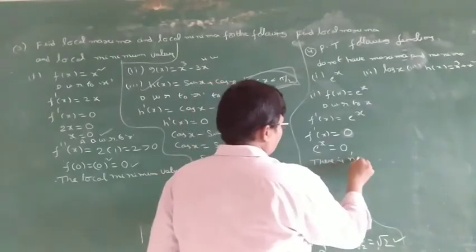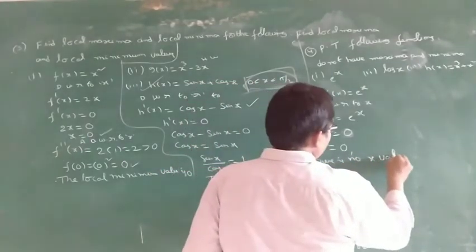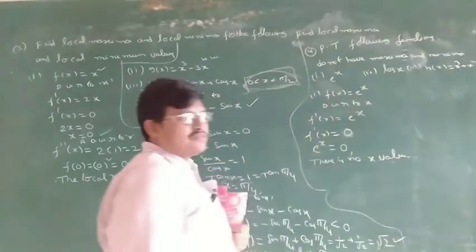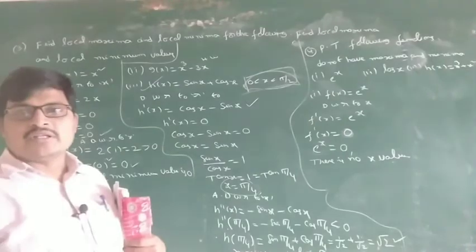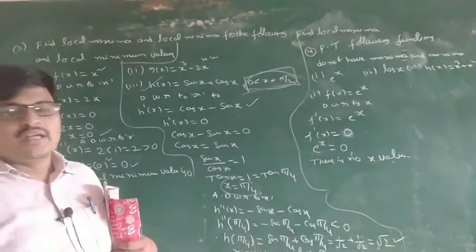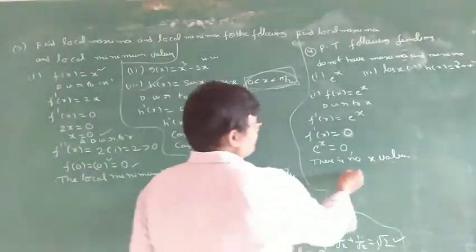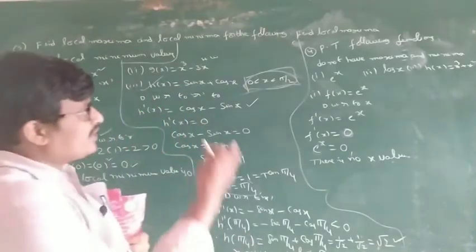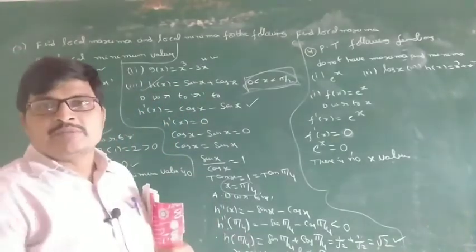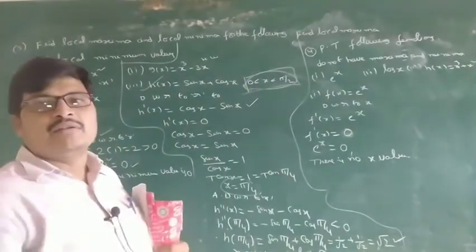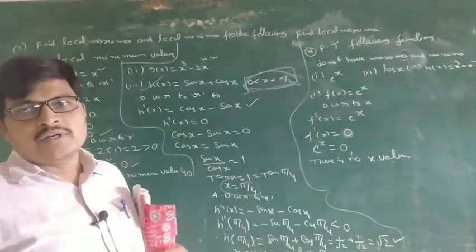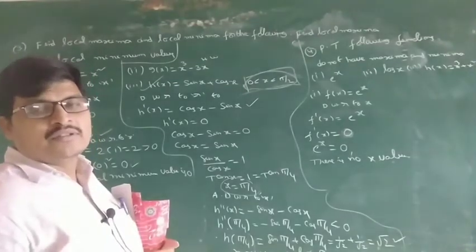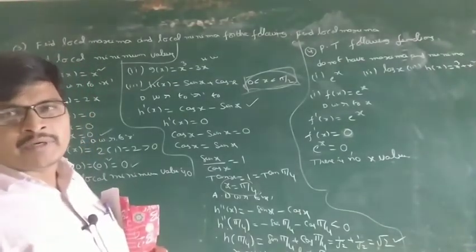There are no x values. If x values are not there, there is no maxima. If x values are there, I have to substitute the x value in the given function. The big value is the maximum value, the small value is the minimum value. So there is no x value, which means there is no maxima and minima.